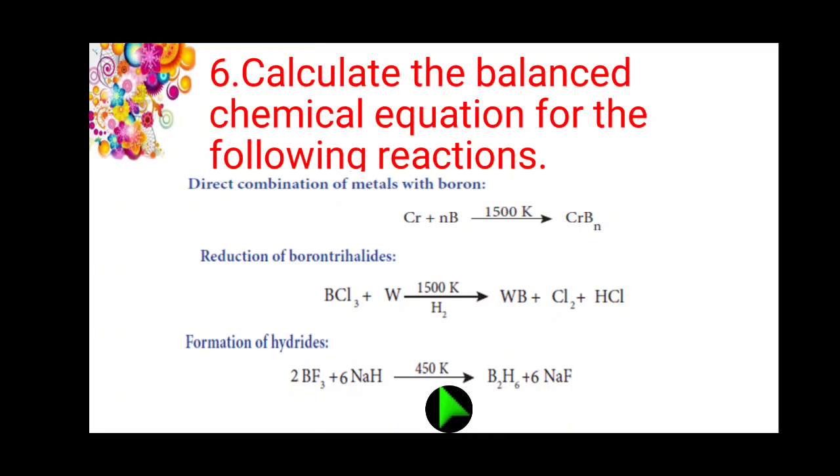Other larger boranes can be prepared from diborane. So the first step, the simplest borane, how to prepare, we will see. Boron trifluoride reacts with sodium hydride, NaH, around 450 Kelvin and gives diborane. So 2 moles of boron trifluoride and 6 moles of sodium hydride at 450 Kelvin give diborane and 6 moles of sodium fluoride, right?